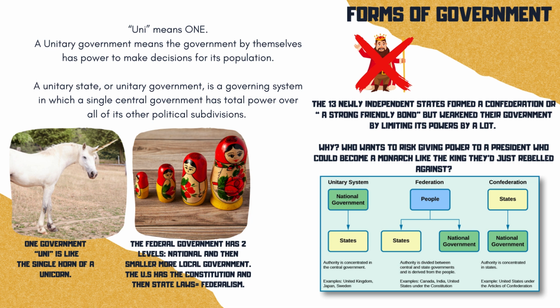Okay, so uni means one. A unitary government is the government that by itself has the power to make decisions for everyone else. They are one sole governing system and they have power over everyone else and its political subdivisions.